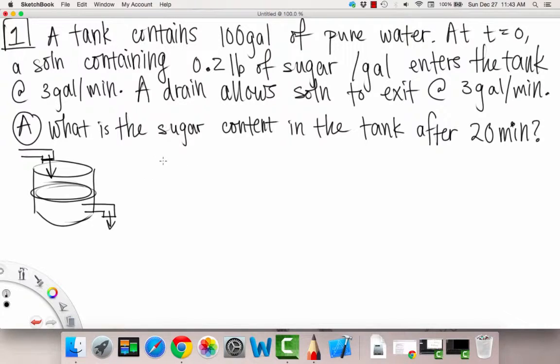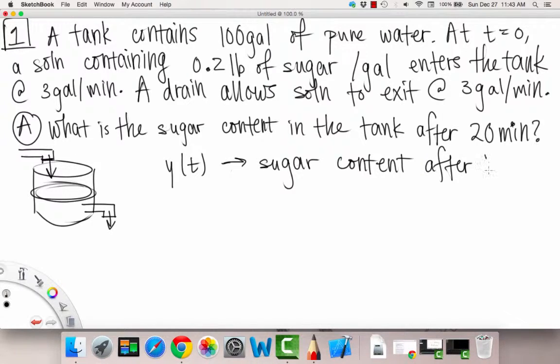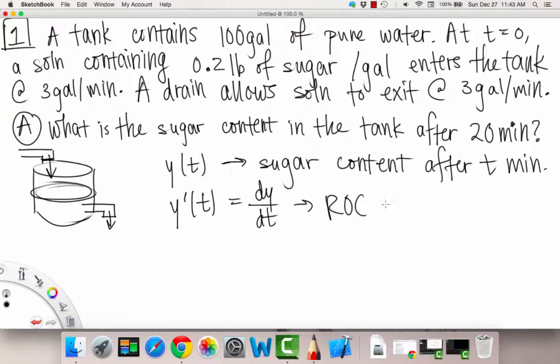Alright, so for this problem, let's say that y of t represents the sugar content, okay? Sugar content after time t, in the tank, that is, after t minutes, okay? And therefore, y prime of t, also known as dy dt, is the rate of change of this sugar content, okay? So just to identify some things here. So the rate of change of the sugar content.